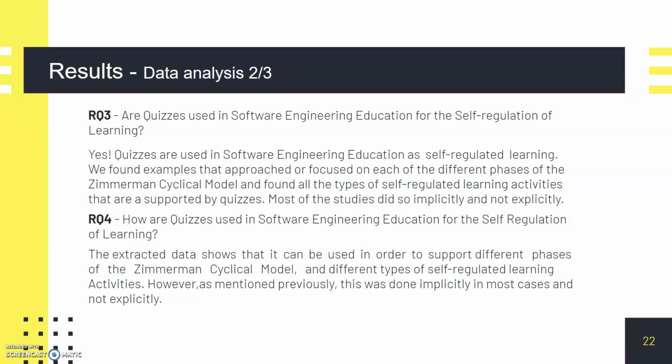How are quizzes used in software engineering education for the self-regulation of learning? As we stated before, they are used in different manners and different phases of the Zimmerman cyclical model and the different types of self-regulated learning activity. However, as we stated before, no particular care and no particular focus on that. There was no emphasis on those aspects.